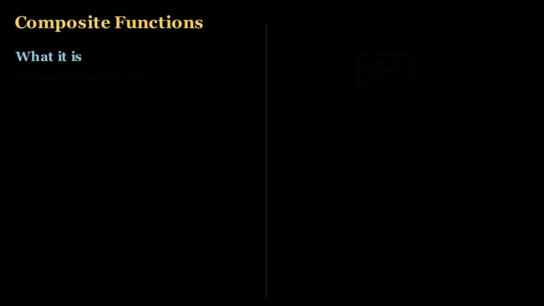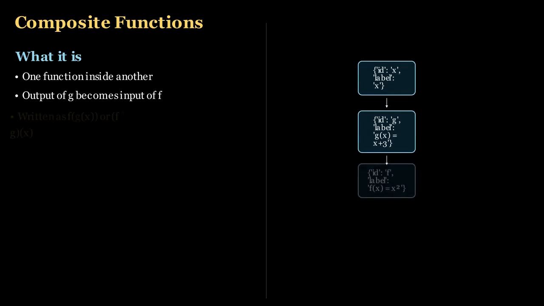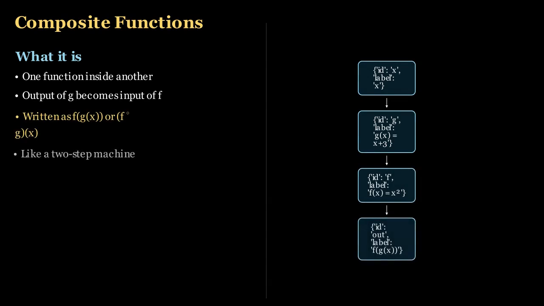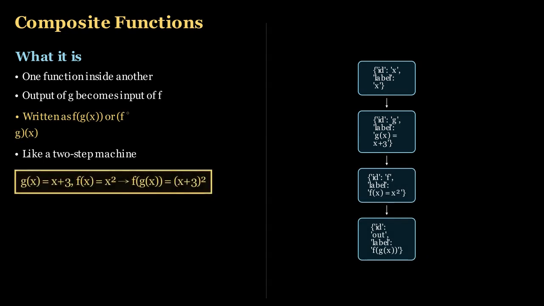A composite function is simply one function plugged into another. Imagine you have two machines. The first machine, g, takes your raw number x and does something to it, like adding 3. Its output, g of x, then goes straight into a second machine, f, which might square its input. So the final output is f of g of x. We write this as f of g of x, or with a little open circle, f composed with g of x. It's a two-step process where the output of the inner function becomes the input of the outer function.